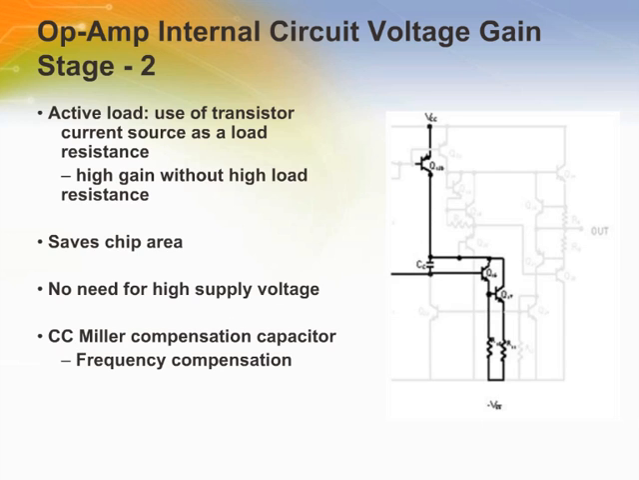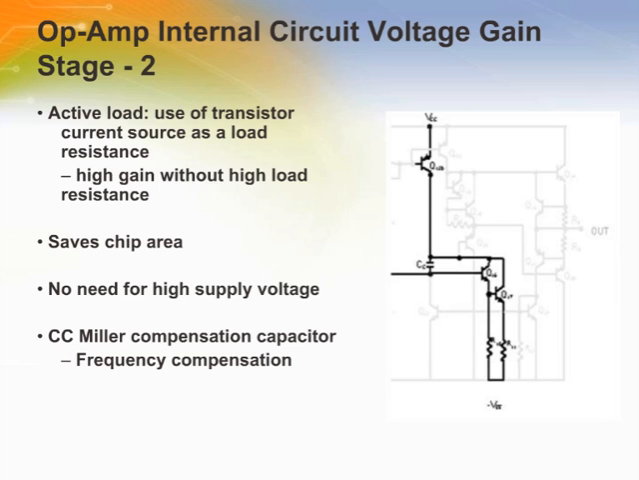One concept that is repeatedly used in op-amp circuits is active load. Active load is when a transistor current source is used as a load resistance. This way you can achieve very high gains without the actual need for high resistors, and this helps us by saving chip area. Also, having a large value resistor would require a large supply voltage source. By using an active load, we no longer need to have the high supply voltage. An example of this active load is the load on the collector of Q17.